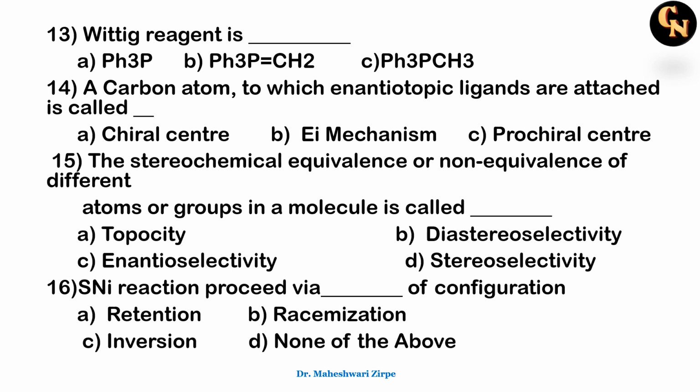Wittig reagent is dash. So your Wittig reagent is nothing but triphenylphosphorus ylide. So the correct option here is with alkenes, because it is used for the formation of alkenes. So the correct option is B.